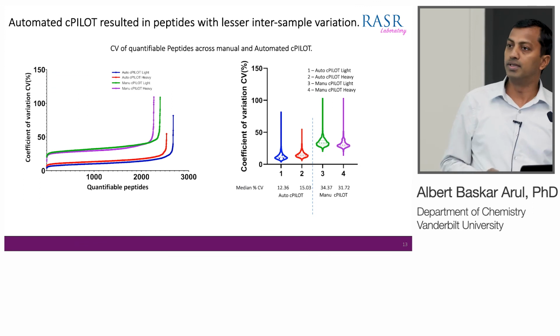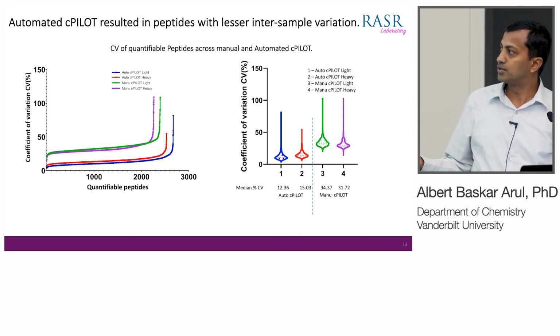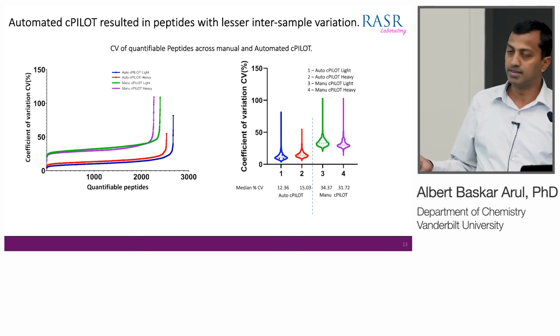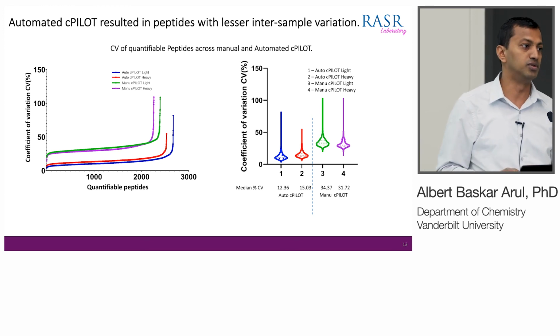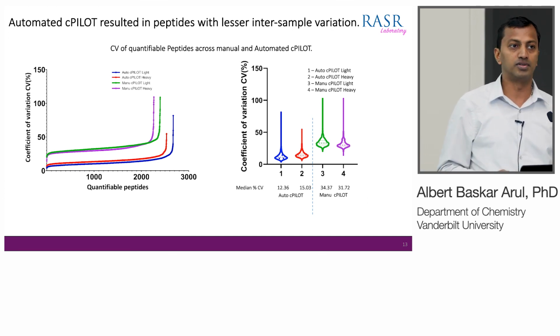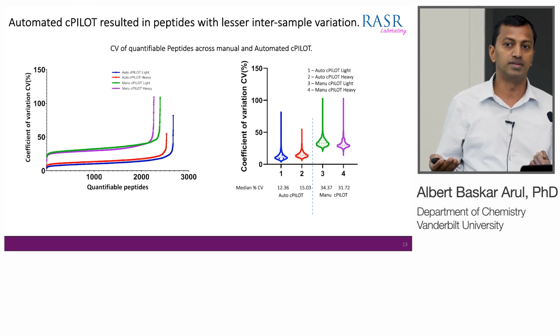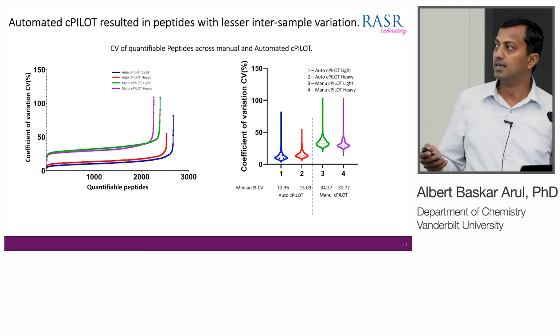To dig more into what is happening, like the inter-sample variations between the manual and automation, samples processed with Biomek showed peptides with lower CV values. If you have lower CV values, you can get reproducible identification of the peptides. This is very important, because when you go for a large number of samples, even a small percentage of variation is going to affect your study.